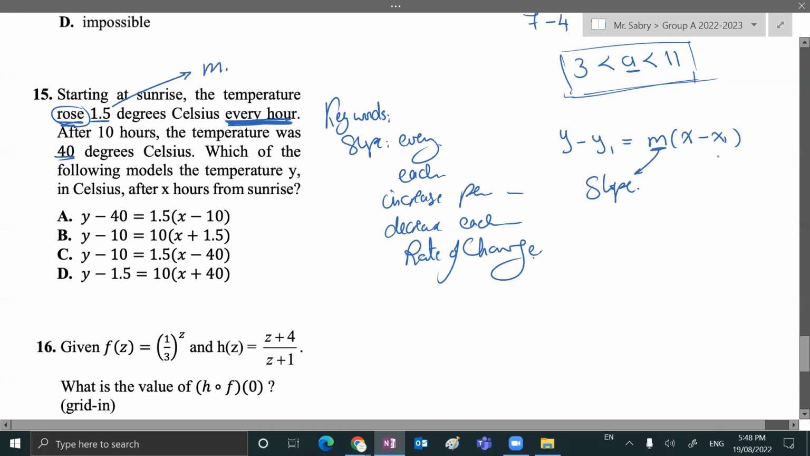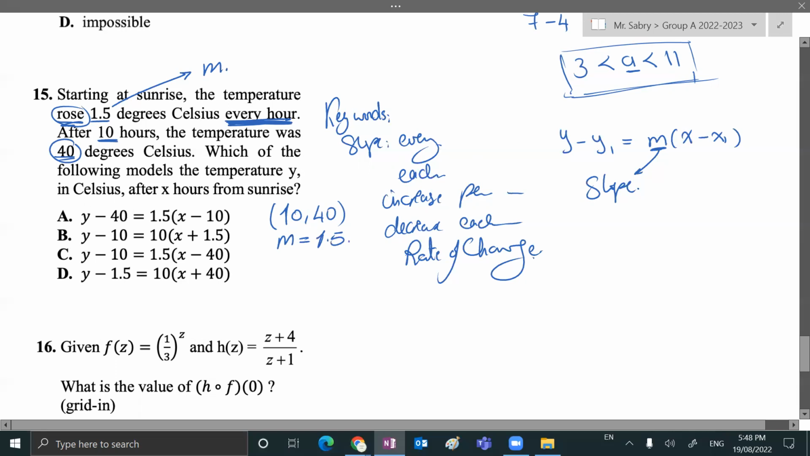What else do I need? Since this is the point slope formula, then I'm looking for a point. I noticed that it says after 10 hours the temperature was 40. This is a point. 10 is x, 40 is y. So I have a point and I have a slope. I just need to write the equation down.